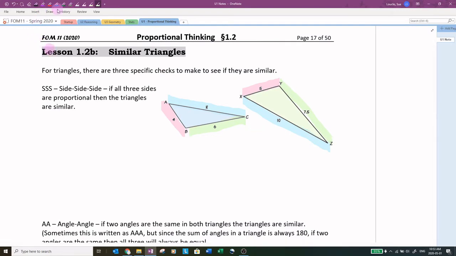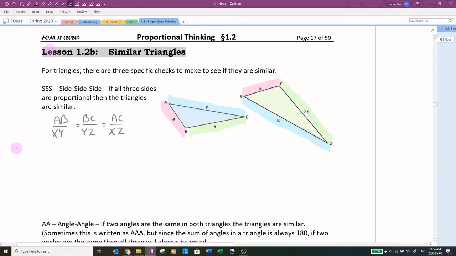Okay, so if I'm looking at this, I'm going to say that the ratio of the size of AB to the size of XY, which is the corresponding side in the other triangle, is going to be the same as side BC over side YZ, which is the same as AC over XZ.